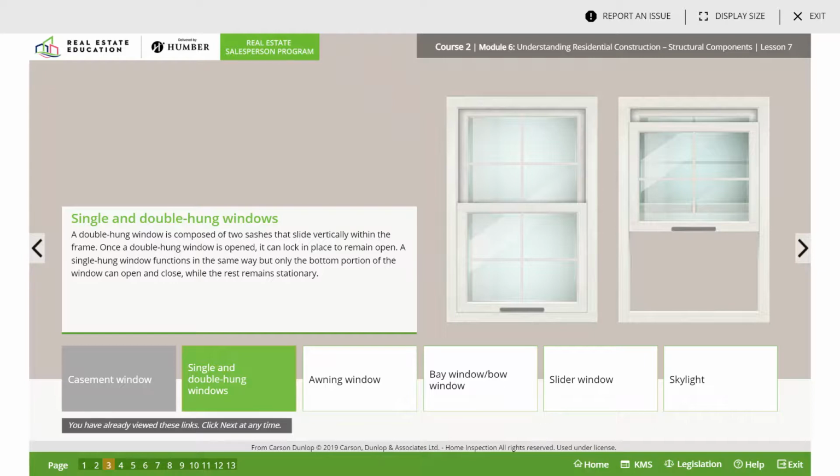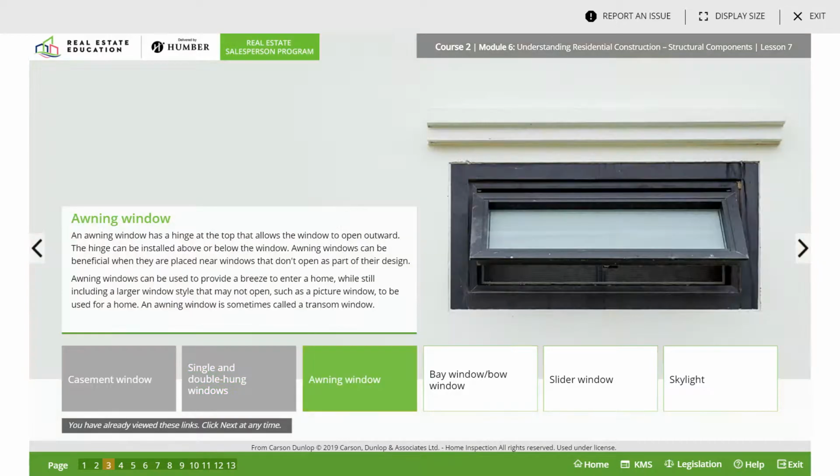Single or double hung windows. A double hung window is composed of two sashes that slide vertically within the frame. Once a double hung window is opened, it can lock in place to remain open. A single hung window functions in the same way, but only the bottom portion of the window can open and close, while the rest remains stationary.